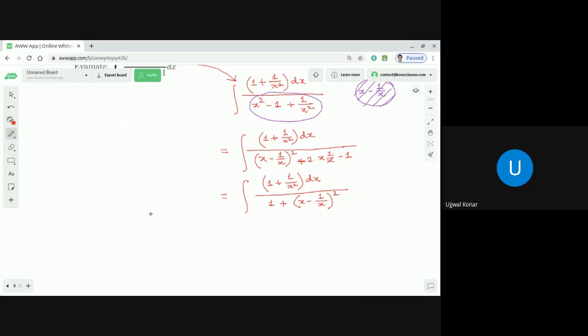Now we'll make a substitution. Let me use a different color. So what is the substitution we are going to do? Sir, I put minus 3, that's why. Okay. Why did you put minus 3? That was a silly mistake, right? Yes.